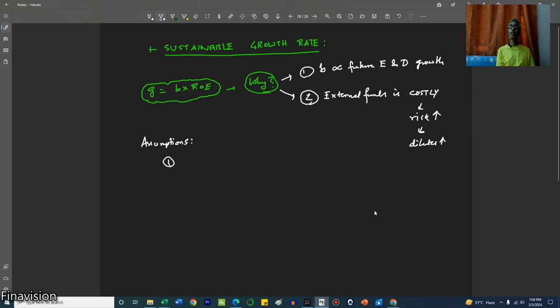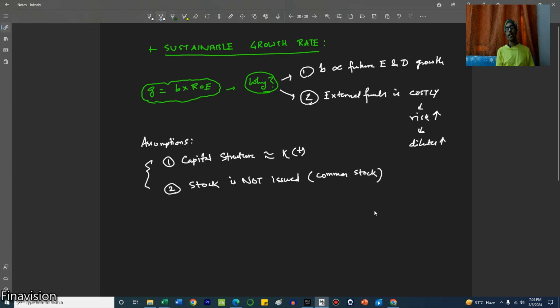Here there are a couple of assumptions behind this. One is the capital structure is more or less constant over time. Second is stock is not issued. Common stock is not issued. Here we are talking about common stock. These two situations are taken as constants for this to hold more or less true.